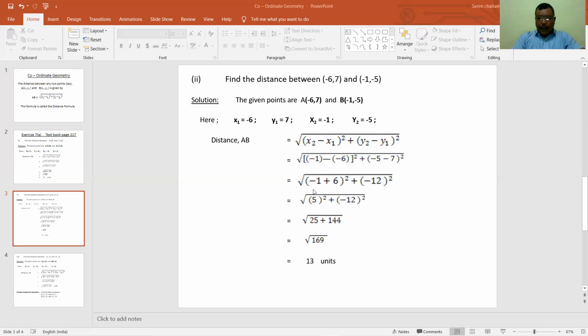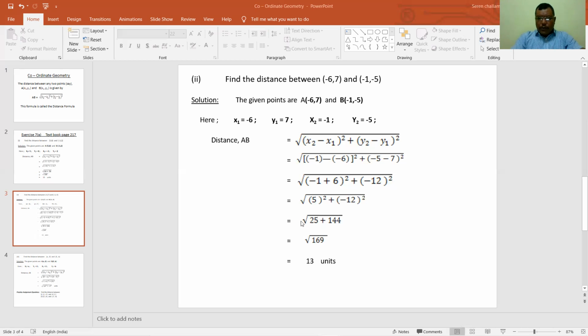In the next step, we write square root of. We open up the bracket, we have minus 1, and here we have two signs, minus and minus gives us plus, so we write here plus 6 whole thing square plus. Here minus 5 and minus 7 we get minus 12, so minus 12 whole thing square. In the next step, we write square root of. Since minus 1 plus 6 we get 5, so we write here 5 whole thing square plus. Again, here we write the same, minus 12 whole thing square.